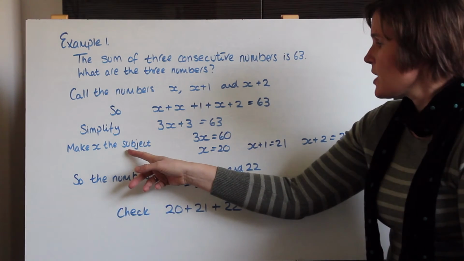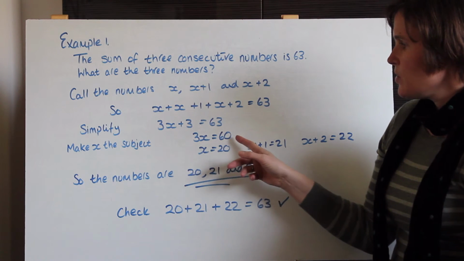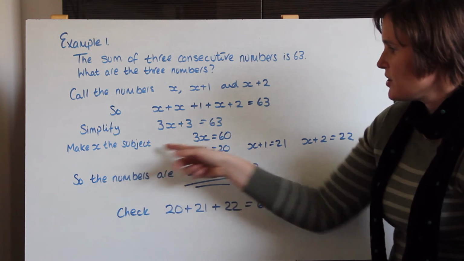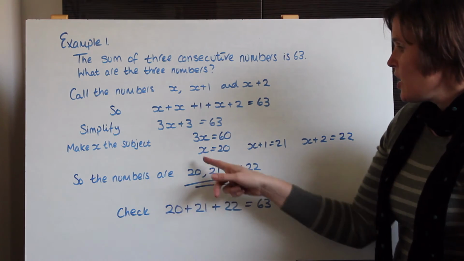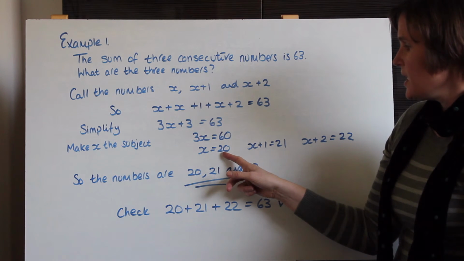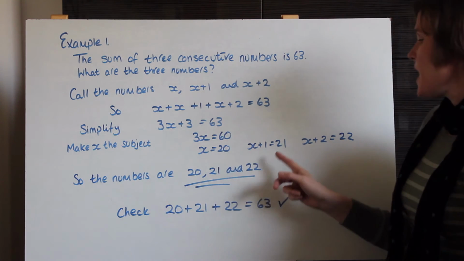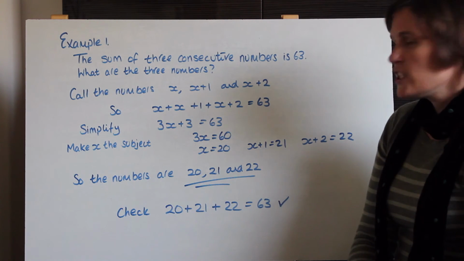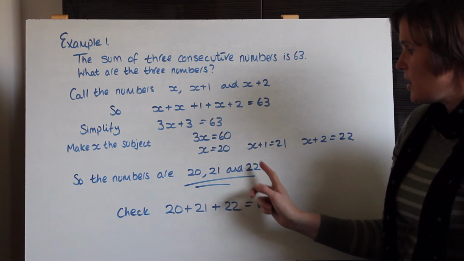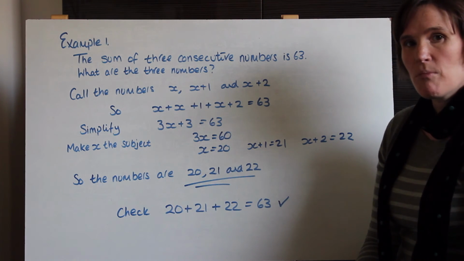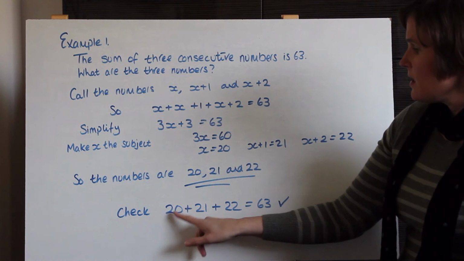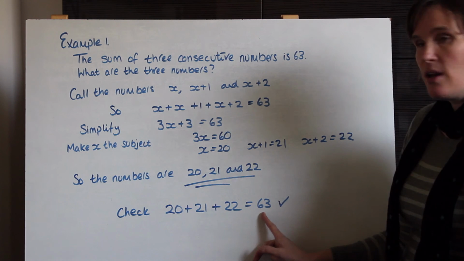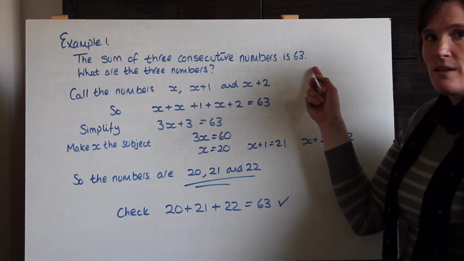We make x the subject. 3x equals 60. I've taken 3 from each side. I'm now going to divide each side by 3, which gives me x equals 20. If x equals 20, x plus 1 equals 21, and x plus 2 equals 22. So our three numbers are 20, 21 and 22. And we can check by substituting back in. 20 plus 21 plus 22 equals 63, which is correct.